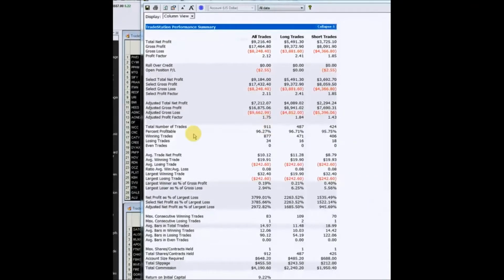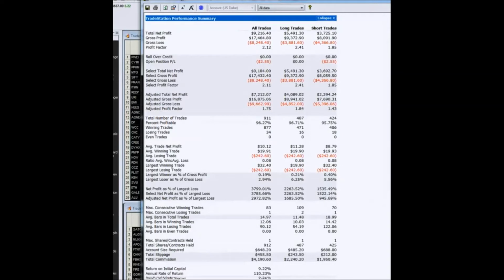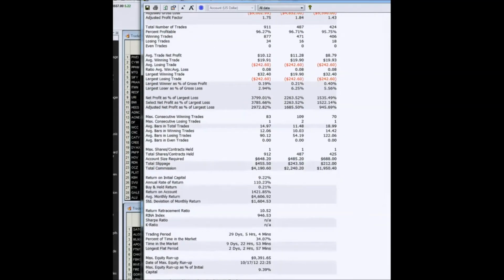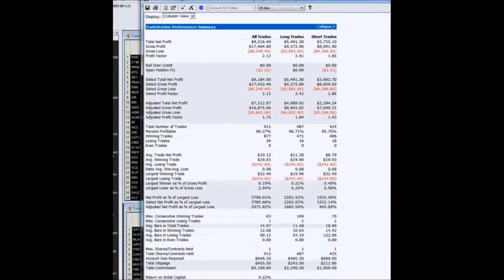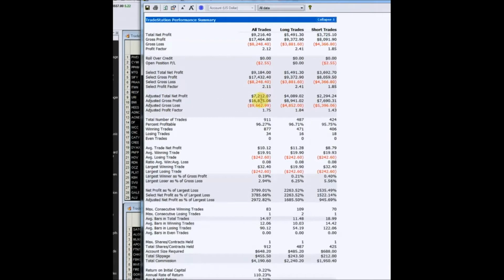How funny is that? The total number of trades, 911. That should tell you something right there. Nice. All right, so this has once again been running for 29 days, 5 hours. Supposedly, right? Because this is based on historical data. Yeah, all right. Now, I'm going to make some changes to how the backtesting works.